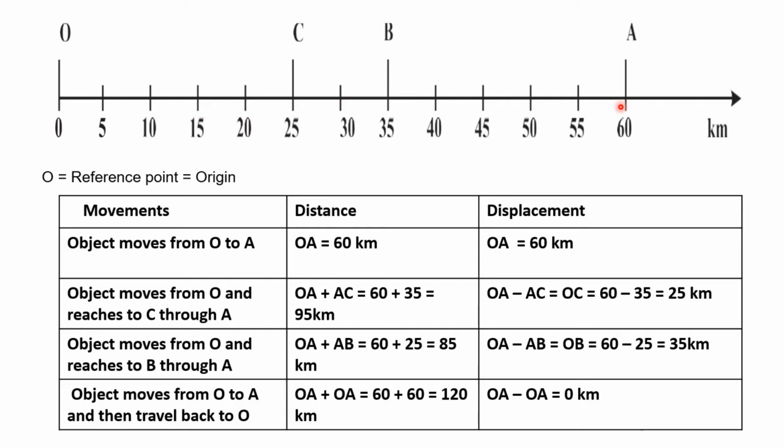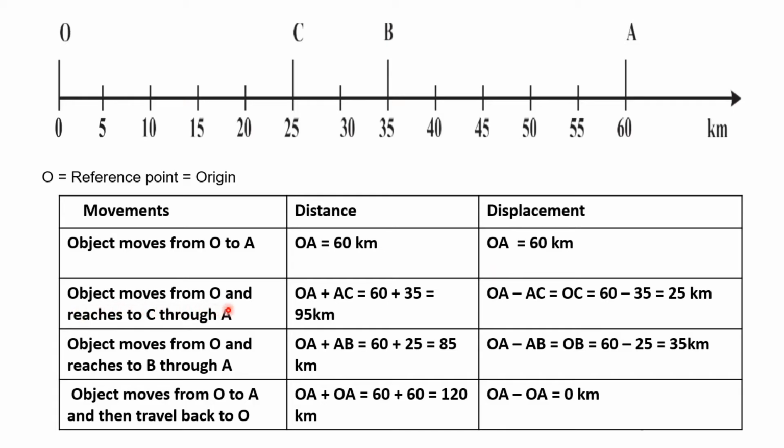So from here till here the object is moving. What do you think the distance covered will be? It will be OA, which is given as 60 km. Now what about displacement? Displacement means the minimum distance between initial and final position. Initial position is here at O, that is 0. Final position is at A, which is 60. So the difference between that comes out to be OA, which is equal to 60.